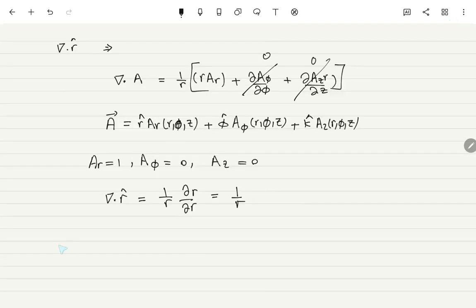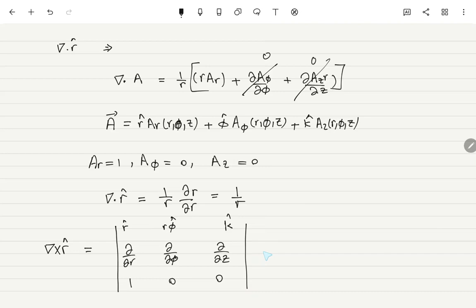To find curl of r hat, let's create a determinant here. In cylindrical coordinates, we have r hat, phi hat, and k hat; partial r, partial phi, partial z; A_r equals 1, A_phi 0, A_z 0. You do the math for this determinant, and you will find that curl of r hat is equal to 0.